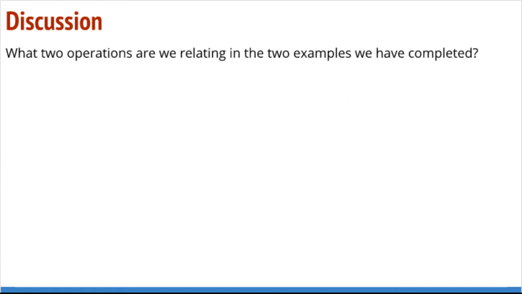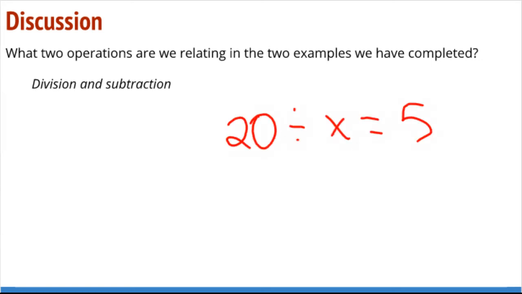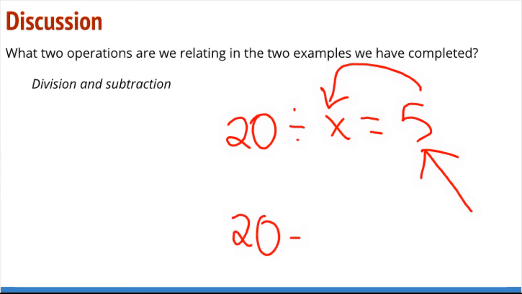So what two operations are we relating in the 2 examples that we have created? We are comparing division and subtraction. We are looking at the relationship. This 5 can have 2 different meanings. It can be how many times we subtract x, so subtract out x 5 times. Or it can tell us that we are going to subtract 5, and x is how many times to subtract it.